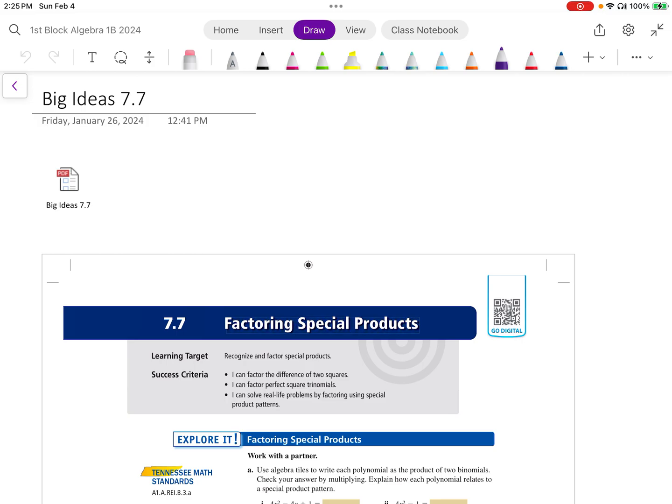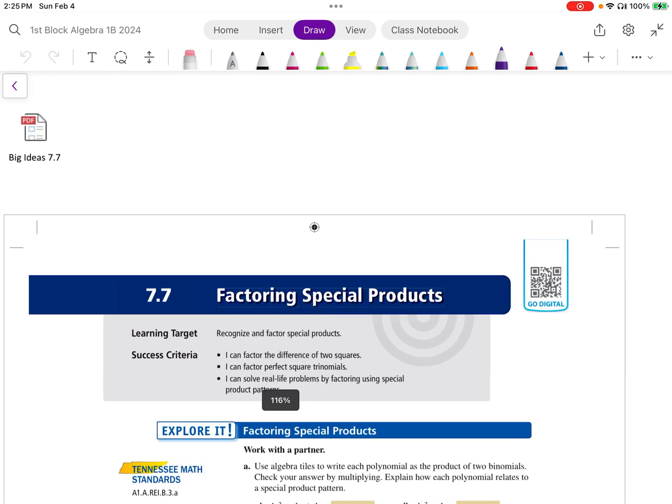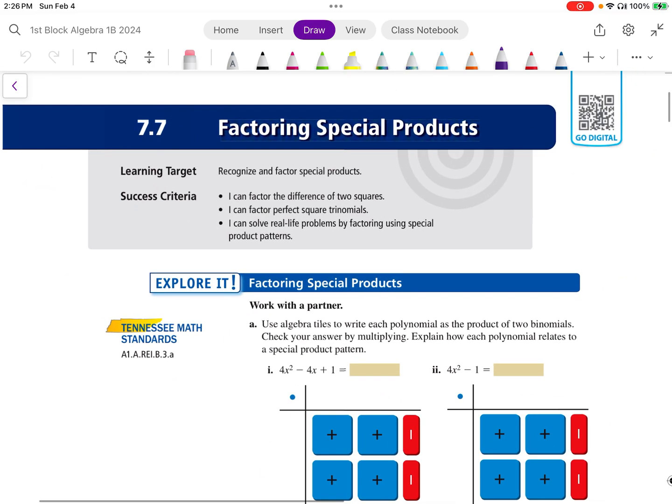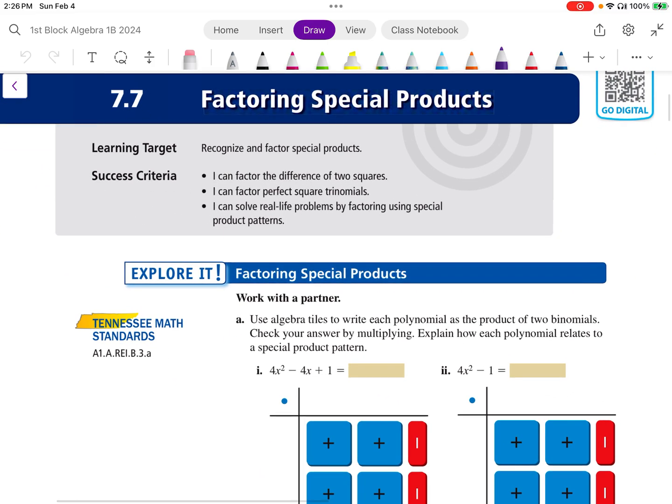There are some special binomials and trinomials that we want to look for, and if we can recognize those, it's going to save us a lot of work factoring. So 7.7 factoring special products.